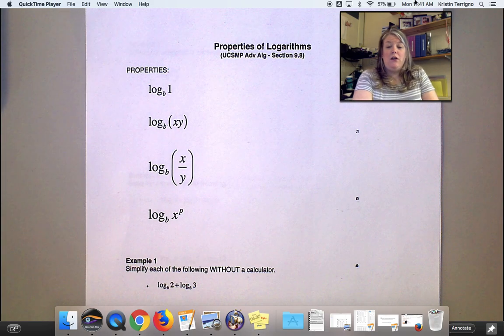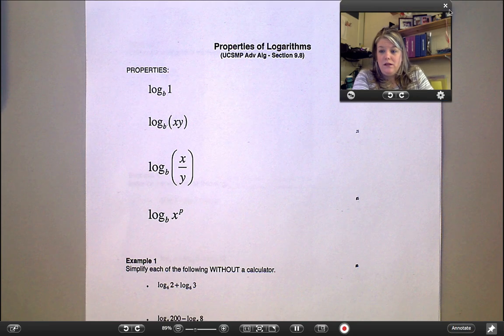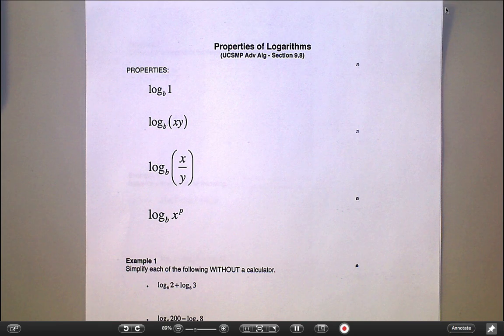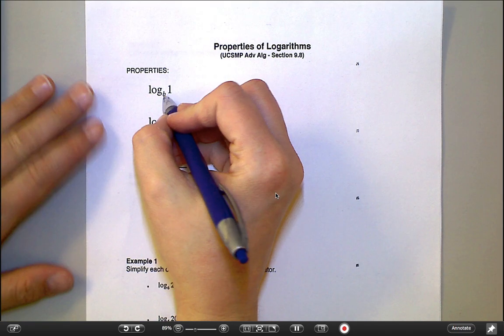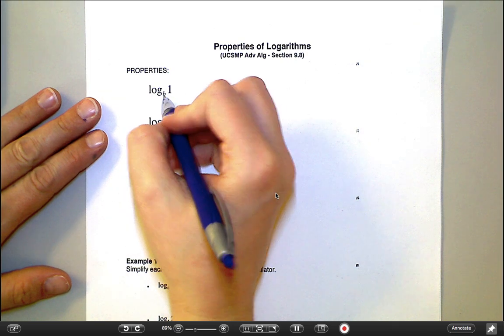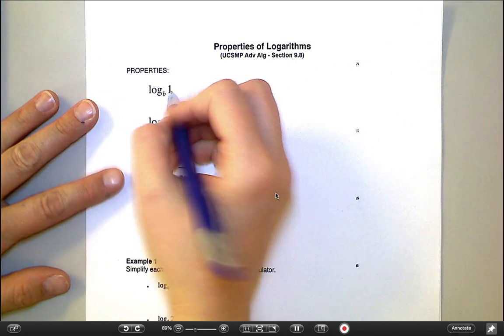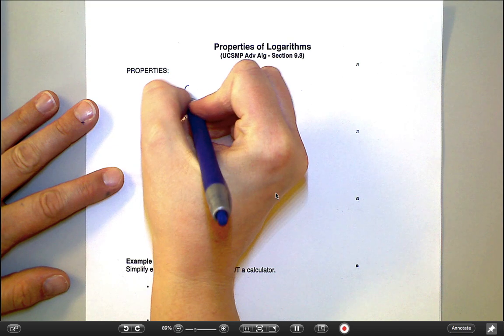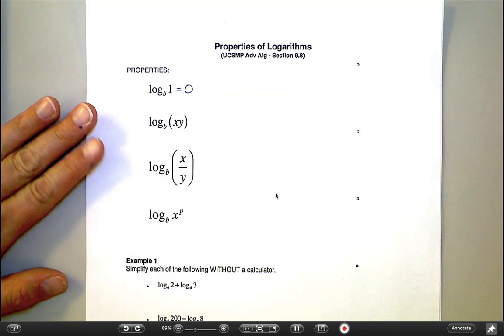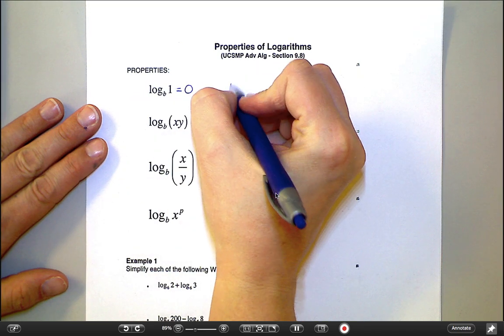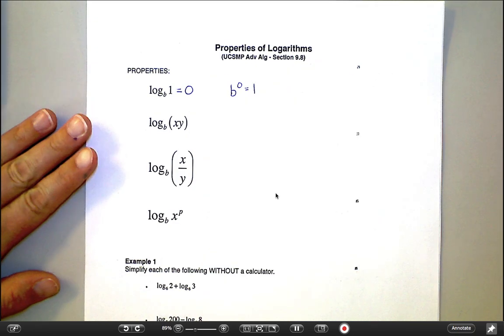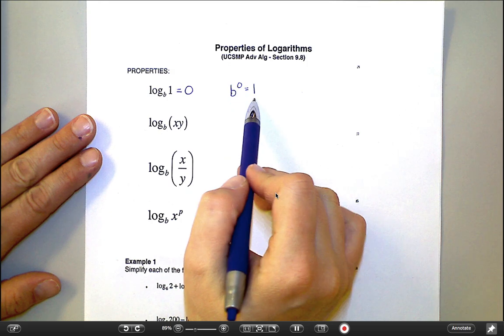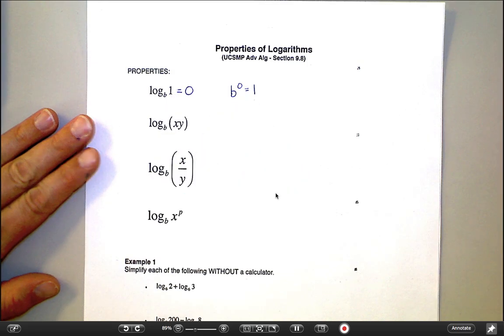Okay, all right, so let's get rid of this. There we go. This first one, actually, we talked about yesterday already. So the log base b, or log base anything, of 1 is always equal to 0. Log of 1 always equals 0 because anything to the power of 0 is equal to 1. Okay? So this relationship is just being written in a slightly different way.